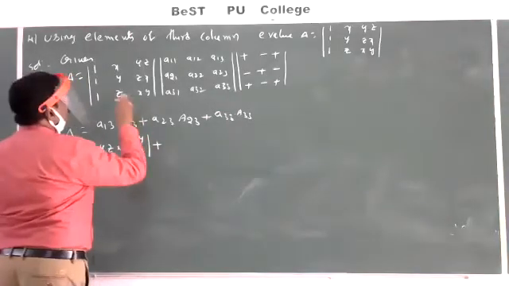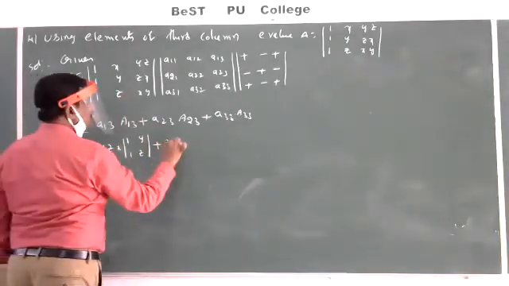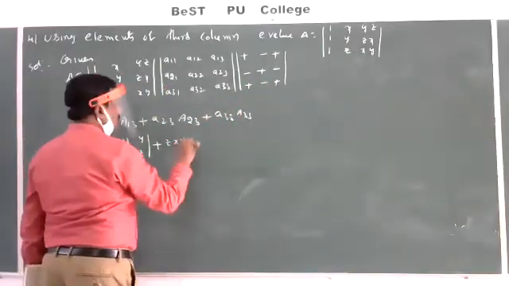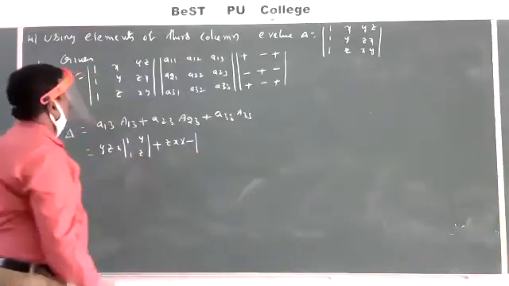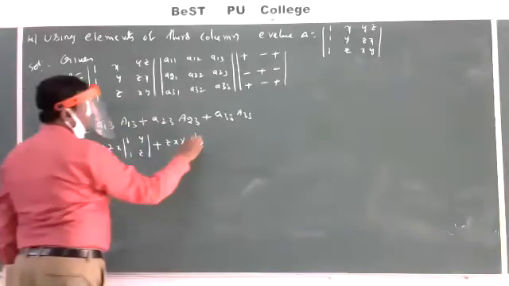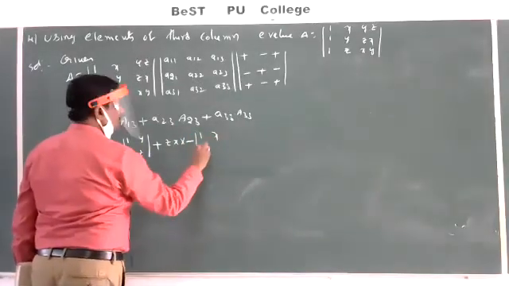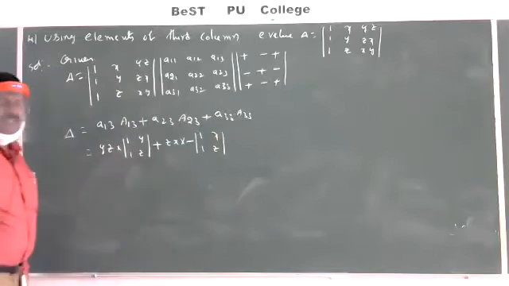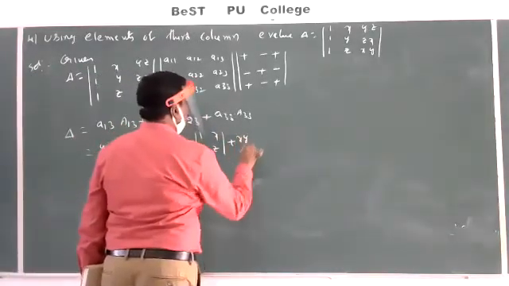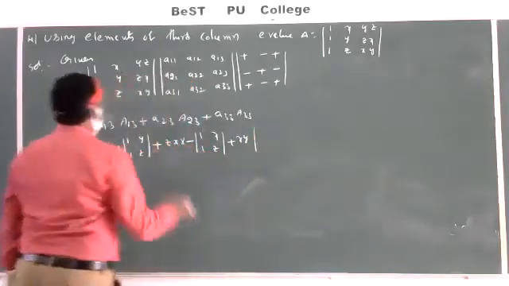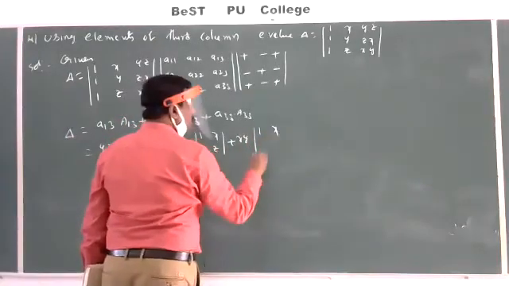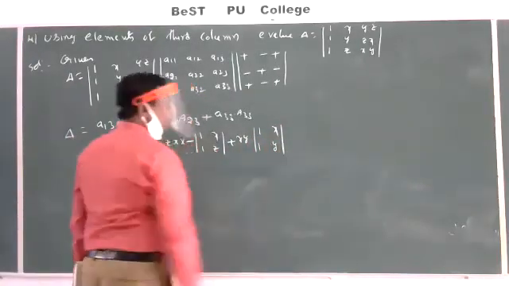Next, A23 means zx, position 2, 3. Here the minus symbol is there, so it is minus A23. Leave the second row and third column, then it is 1, x, 1, z. Next, A33 means xy, plus only. Leave the third row and third column: 1, x, 1, y.